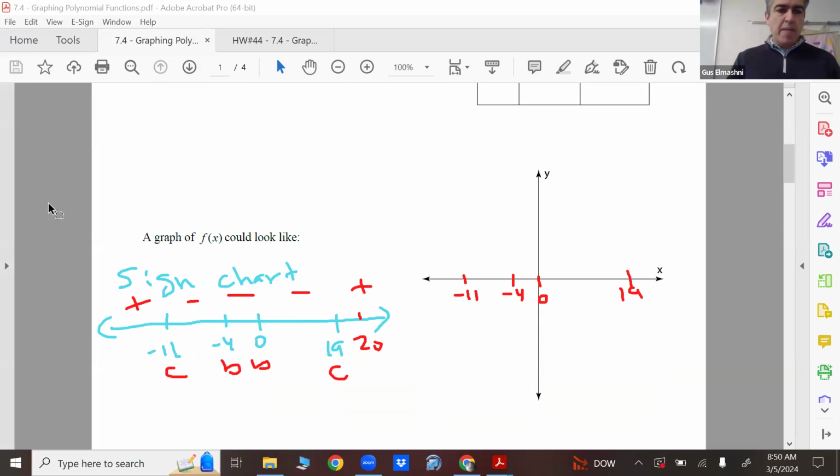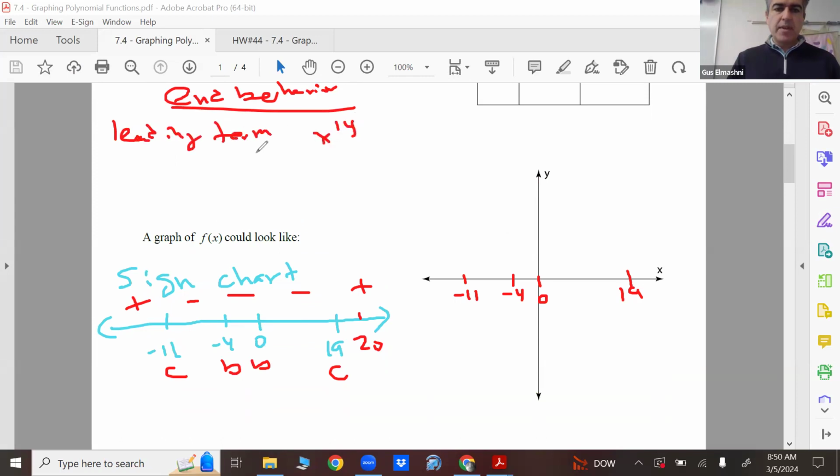All right. End behavior. Remember my leading term was x to the 14. So as x approaches -infinity, f of x will approach positive infinity, and vice versa. And likewise, if you do that. Okay.